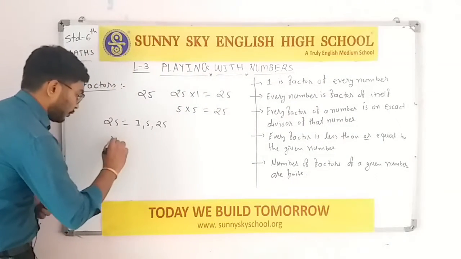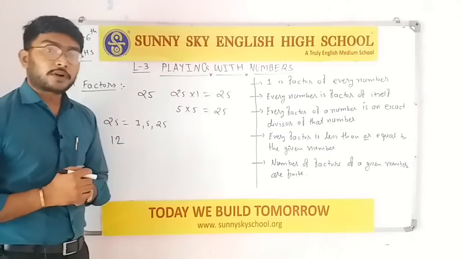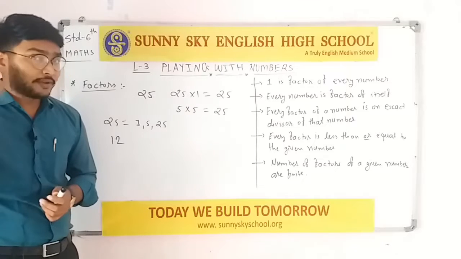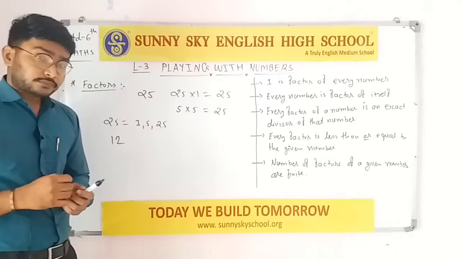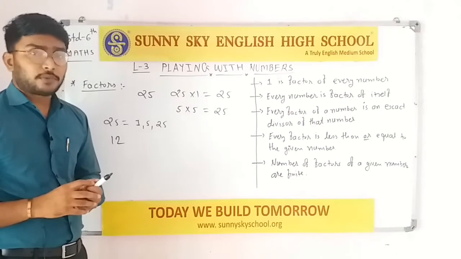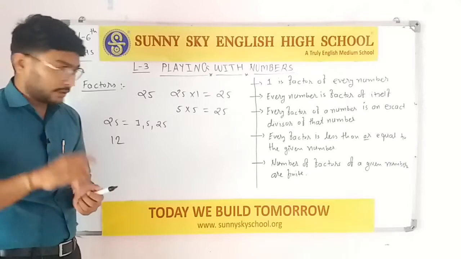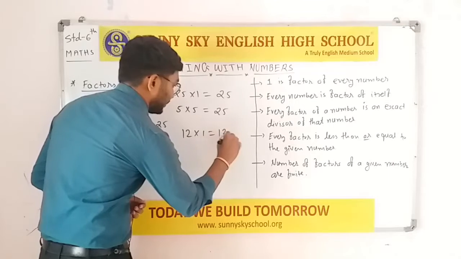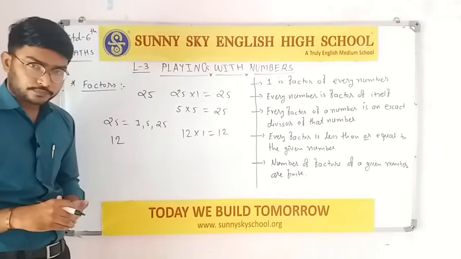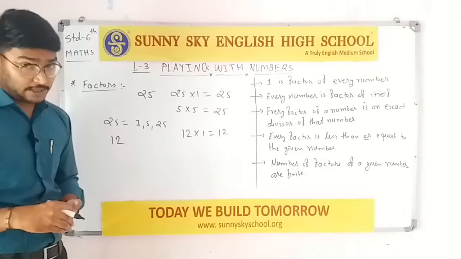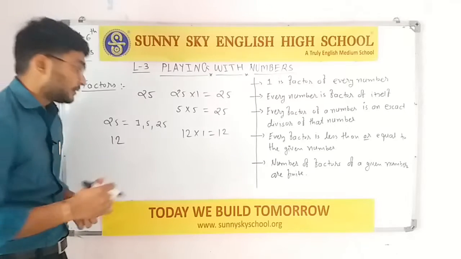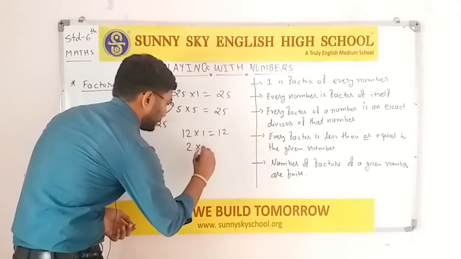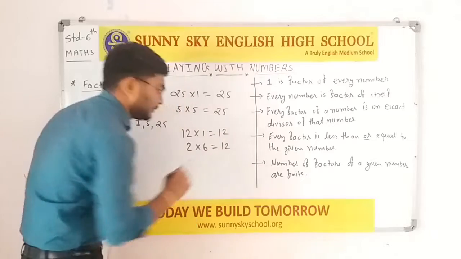What are the factors of 12? What do we have to find? The factors of 12. How can we find them? First see in which tables 12 is possible. In the first table possible, yes: 1 twelves are 12, so 12 is a factor. In the table of 2, 12 is possible, yes: 2 sixes are 12, so 2 multiplied by 6 is equal to 12.